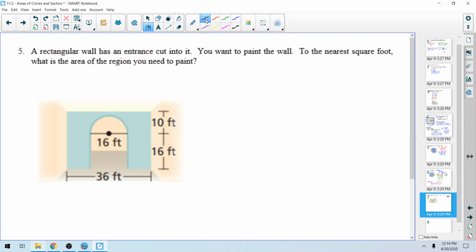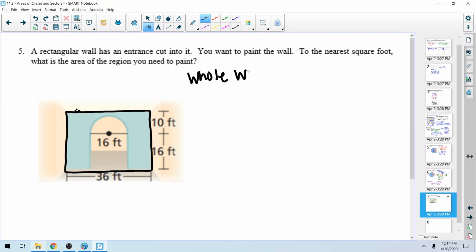Here's the approach I'm going to take. There's probably multiple ways of doing this, but this is what I'm going to do. I'm going to find the area of the whole wall. Length times width, I've got 36 down here, times 26 right there, because you have to add your 16 and your 10 together. So times 26. Then I'm going to grab my calculator. 36 times 26 is 936.